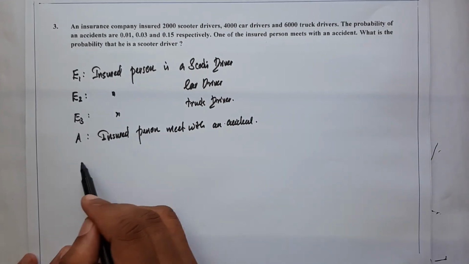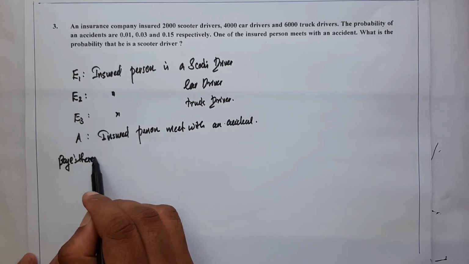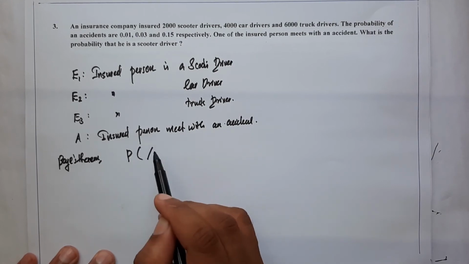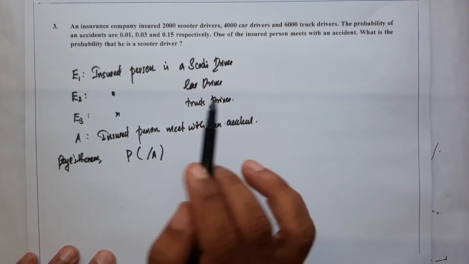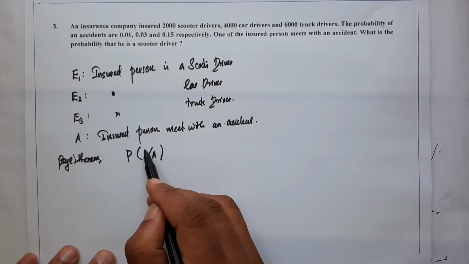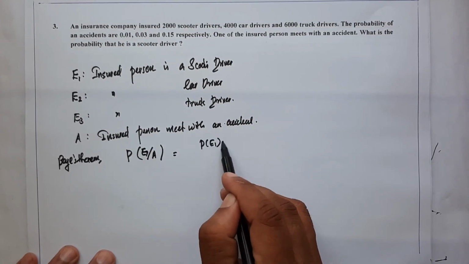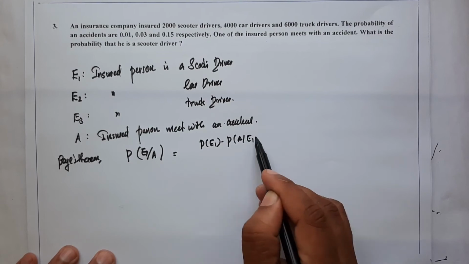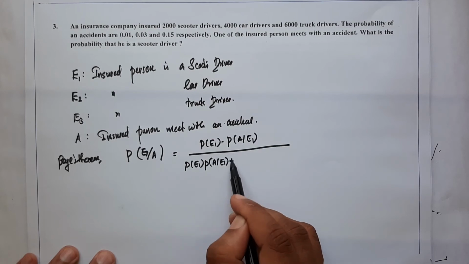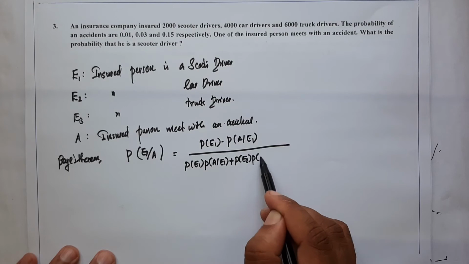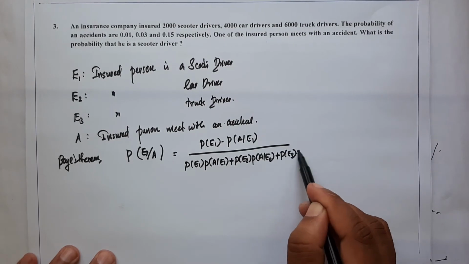Okay. Now using Bayes theorem. The accident has already happened, that is, A is already given. Then first, the probability of the scooter driver, which is denoted by the event E1. That is, we find P of E1 given A is equal to, using the definition, P of E1 into P of A given E1, the whole divided by P of E1 into P of A given E1 plus P of E2 into P of A given E2 plus P of E3 into P of A given E3.